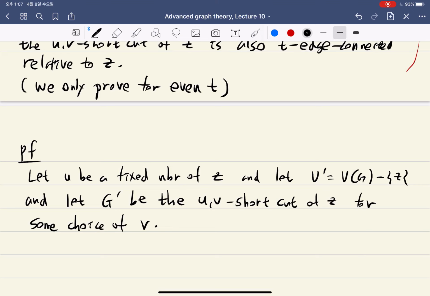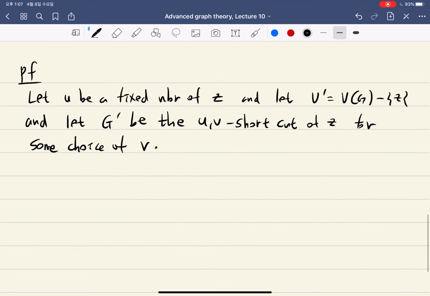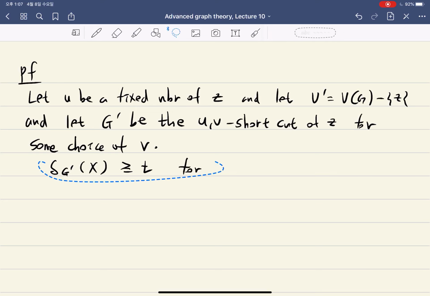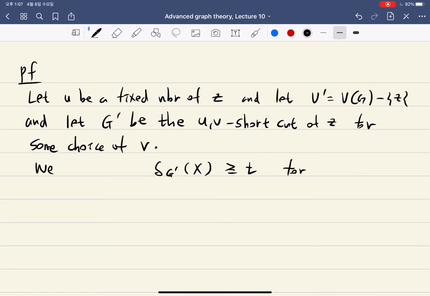And now what we need to check is, for this G prime, for vertex set X, we want to check that the number of edges leaving vertex set X is at least T. So we need to check, say, that this holds for all X a non-empty proper subset of B prime.